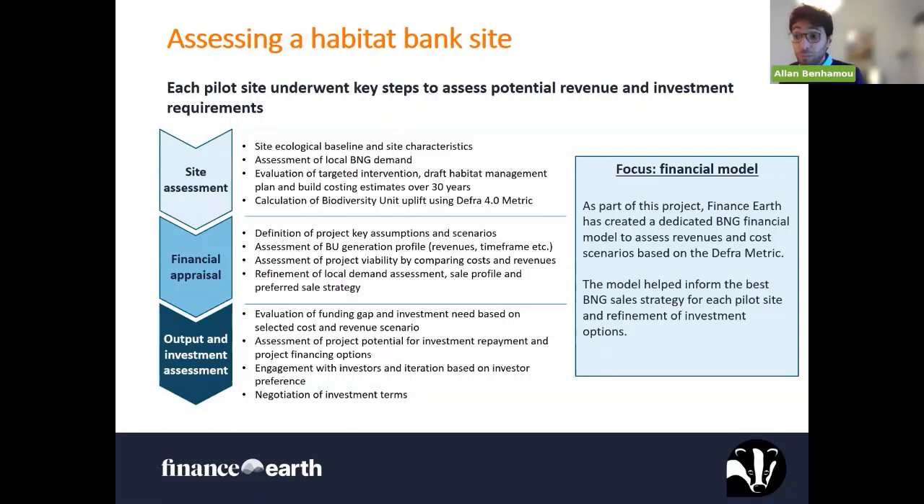And based on that, we then tried to assess the potential for each of the pilot sites to repay investments and the different financing options available for them. After that, we engaged with potential investors, and again did an iteration of the model based on investors' interest, but also based on investor preference.